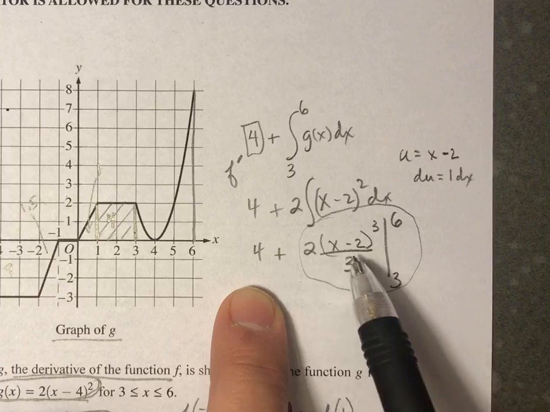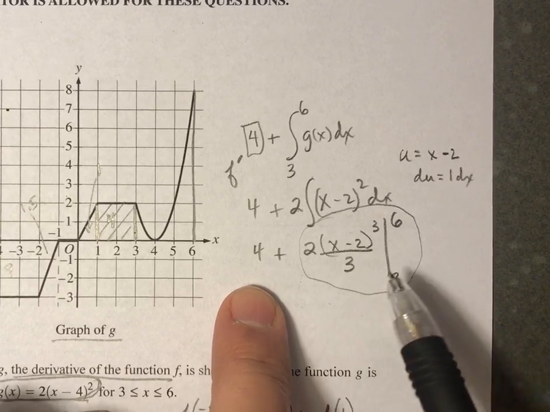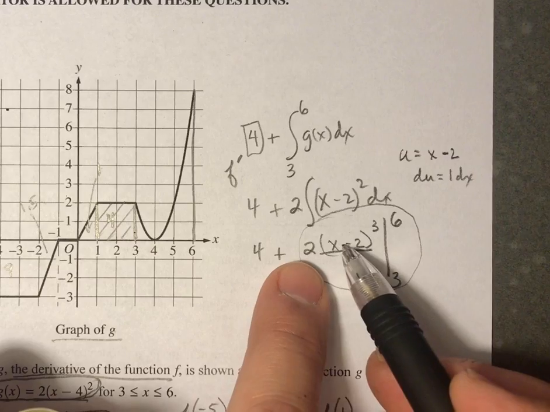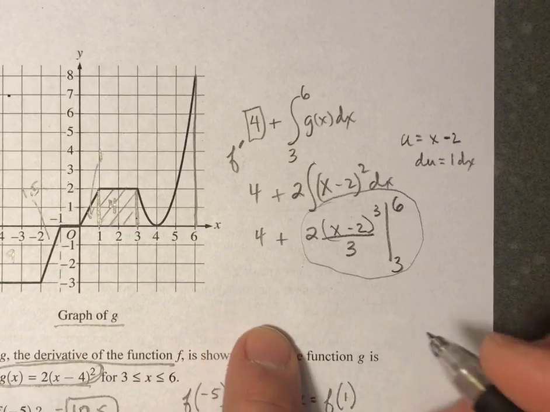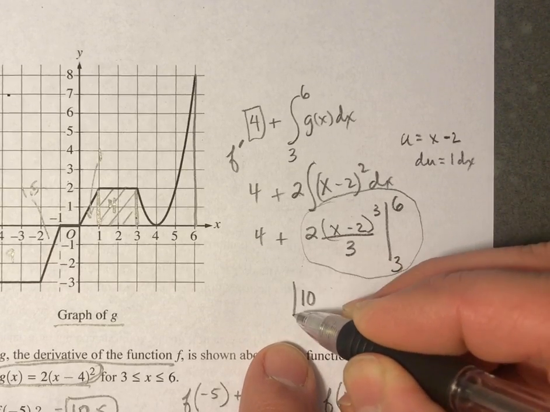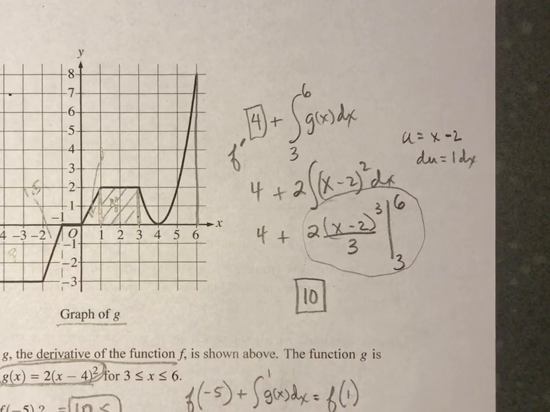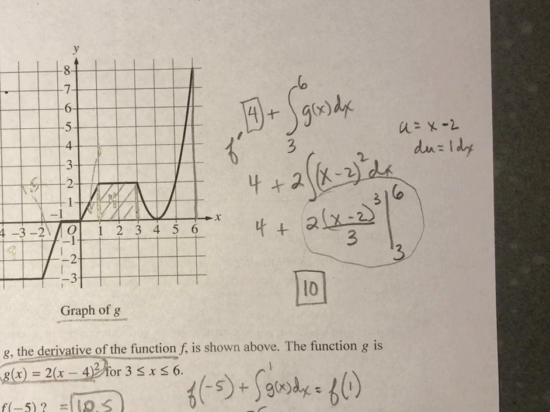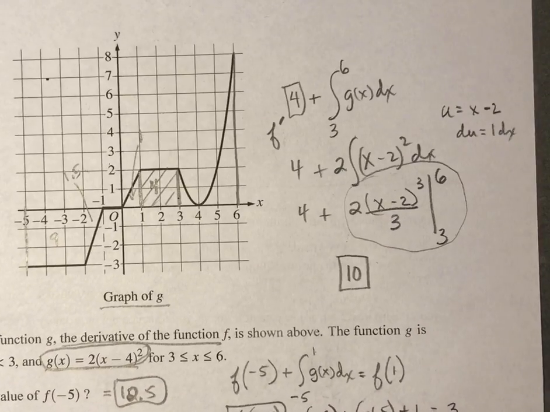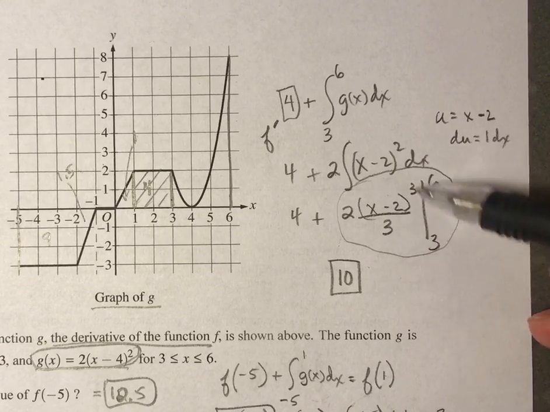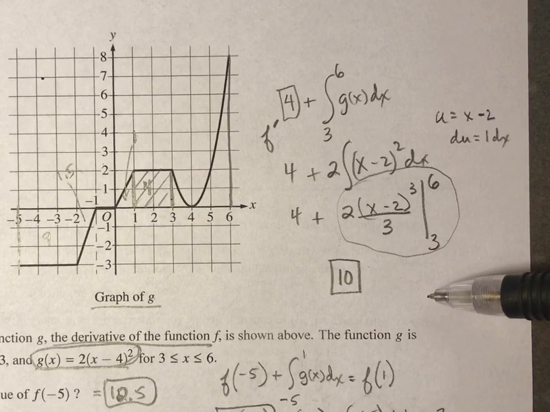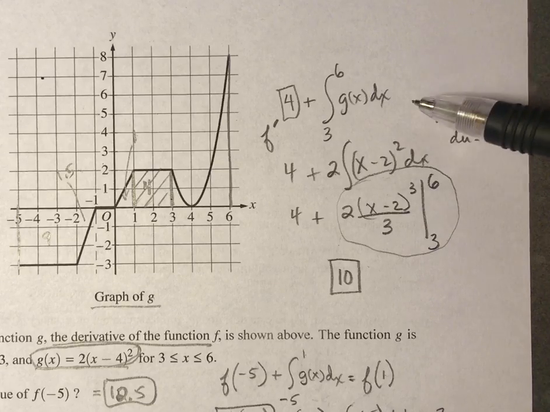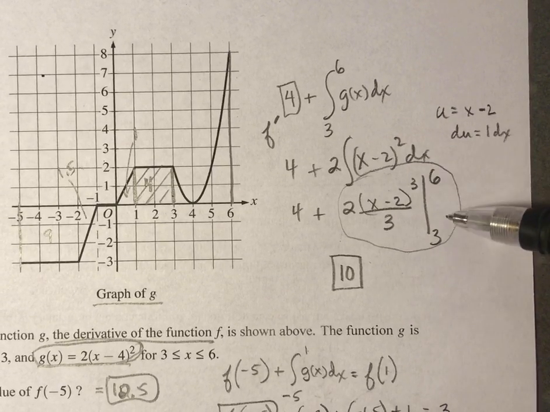Now, if you do this calculation, you plug in a 6 here, then you plug in a 3, and then you subtract them. I'll leave that for you to verify, but this would give us a final value of 10. So evaluate this, and you get a value of 10. Now, if you didn't recognize this, you could expand this as x squared minus 4x plus 4, and then find the antiderivative, which would be x cubed over 3 and so forth. But this is a little bit easier.